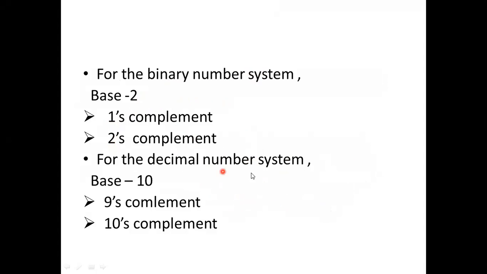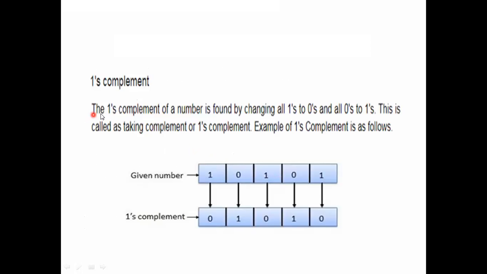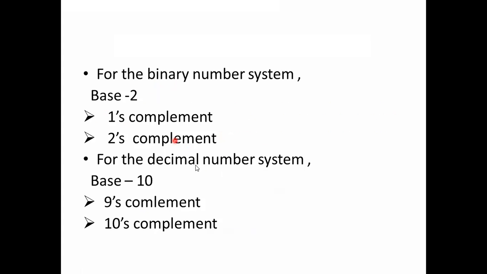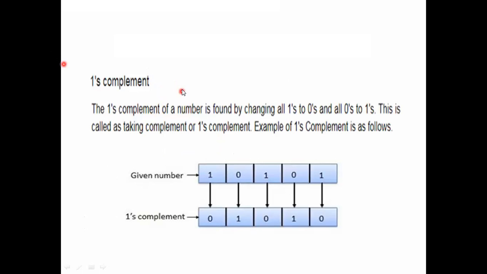For the decimal number system, what is the base? The base is 10. So 9's complement and 10's complement. These are regularly used. Now we discuss them one by one. First, ones complement, which we use in the binary number system.